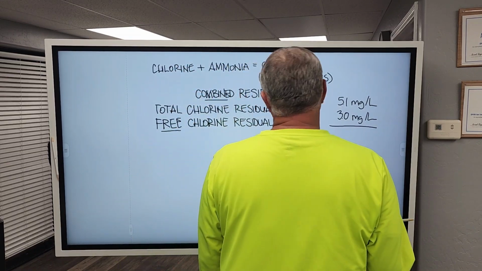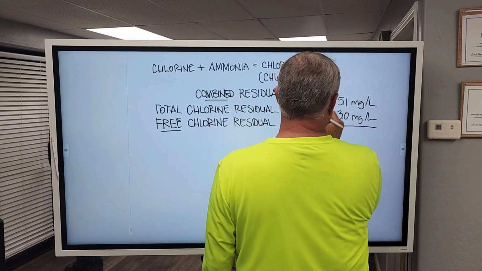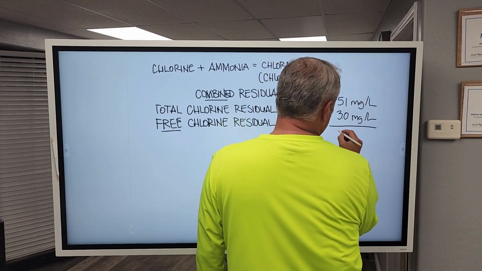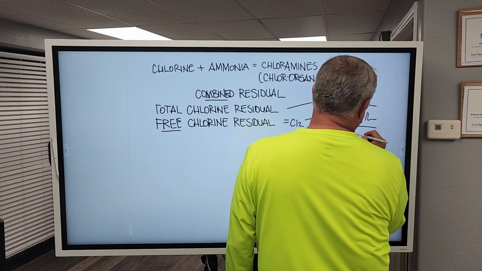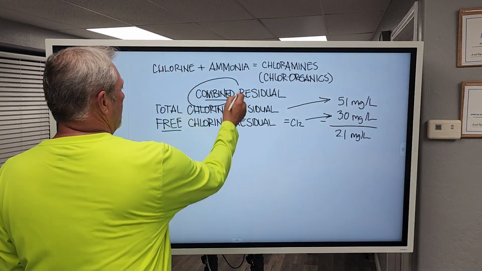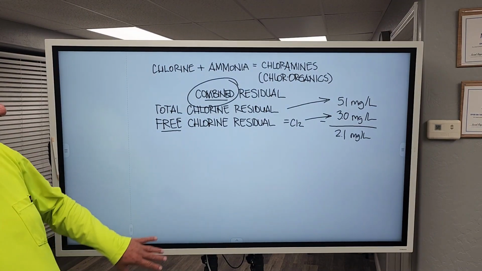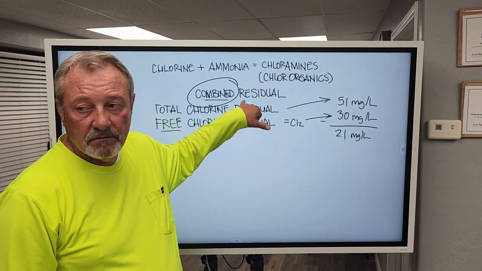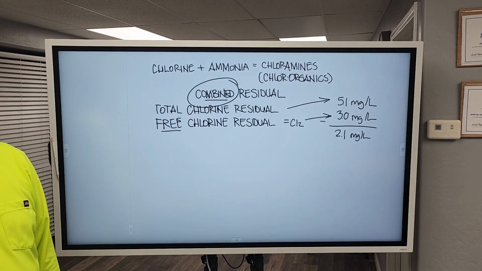So here's the total chlorine. Here's the free chlorine. The difference after we subtract it is 2.1 milligrams per liter, and that would be the combined residual. That would be how much of the total amount is combined chlorine. That's the chloramine level that's in the water.